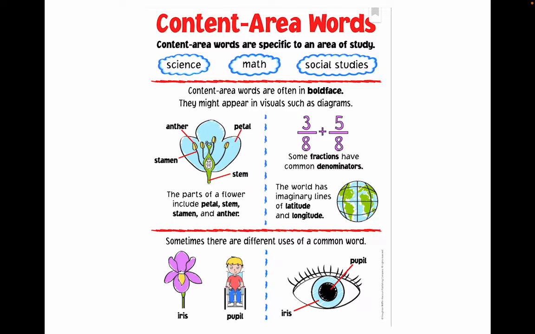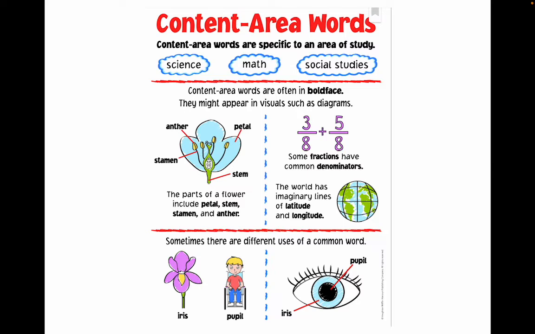Another example is looking at the fractions 3/8 and 5/8. We have the bold words fractions and denominators. These are content area words. Some fractions have common denominators. This example is showing us what fractions look like. And by looking at the words common denominators, we can see that the numbers 8 are the same. They are common in this example. And so the numbers 8 must be the denominators.